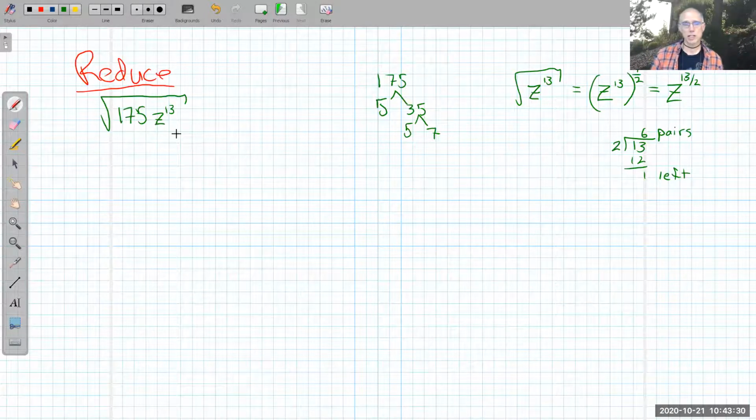So from the z to the 13th, 6 z's get to pop out, just like the 2 5s mean 1 5 pops out. So I should be able to rewrite this as 5 pops out. Z to the 6th is going to pop out because there are 6 pairs of z's in 13. And then inside should be a 7. We didn't get to pull that out. And there was 1 extra z according to that right there. So the square root of 175 z to the 13th should be equal to 5 z to the 6th times the square root of 7z.